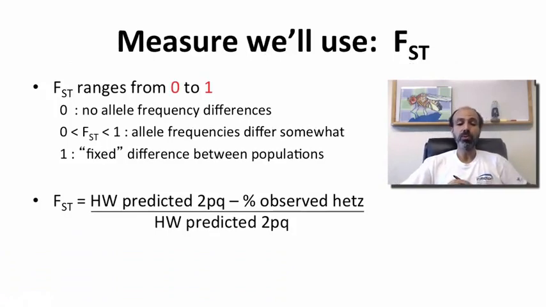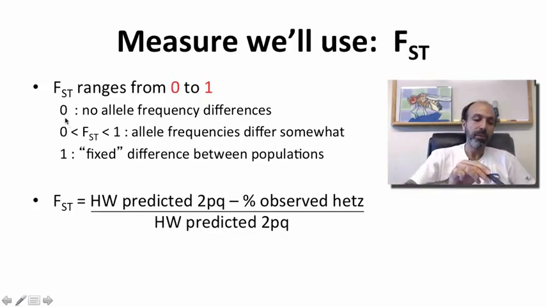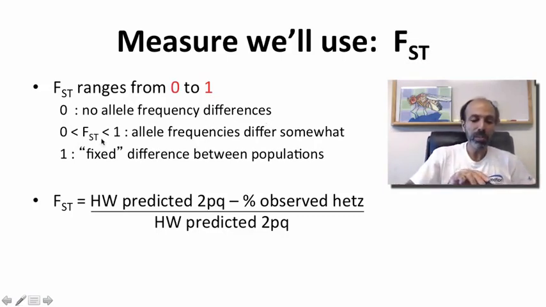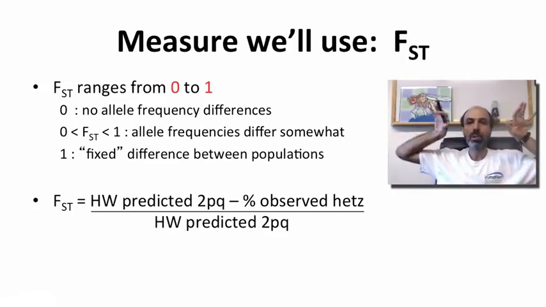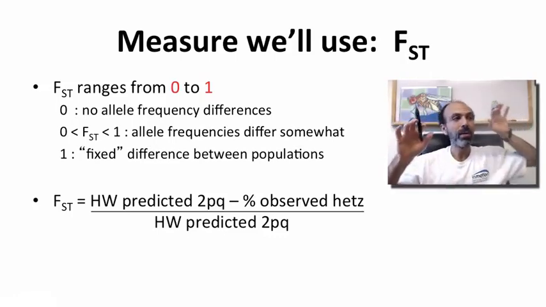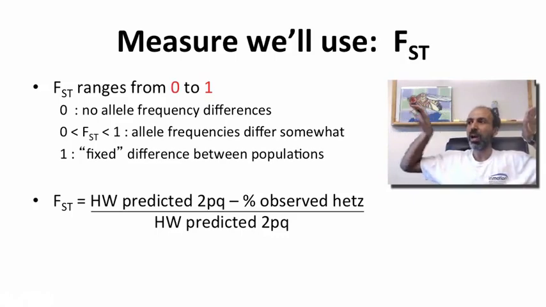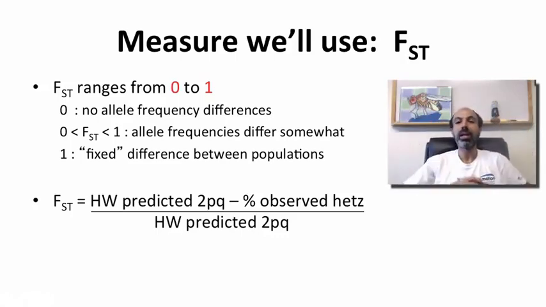So the measure that we'll use is referred to as FST. So it's F with subscript ST. Now this measure ranges from 0 to 1. If you have 0, then there's absolutely no allele frequency difference between the populations you're studying. If it's between 0 and 1, then the allele frequencies differ somewhat, and if it's 1, you actually have a fixed sequence difference, such that, for example, everybody in this population is big A, everybody in that population is little a. They don't actually have to all be the same. Maybe all of these would be A1A1, A1A2, or A2A2, and over here in this other population, they're all A3A3, A3A4, or A4A4. Basically, it just means you have no overlap in alleles between this population and that population.